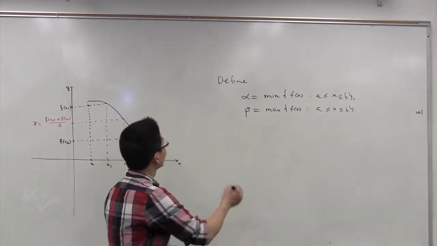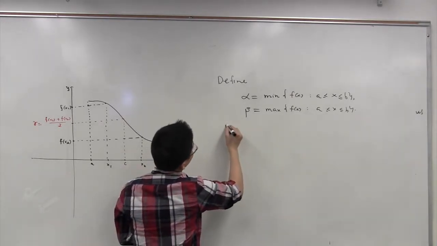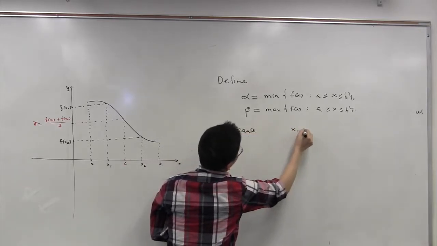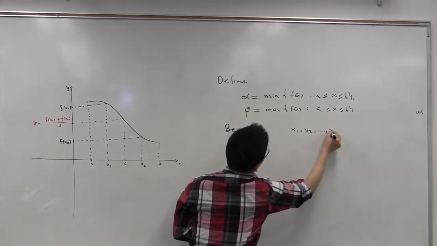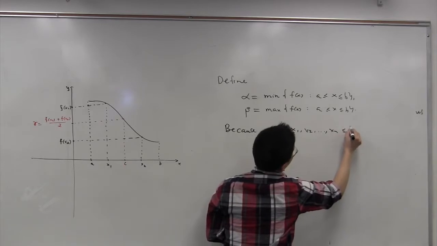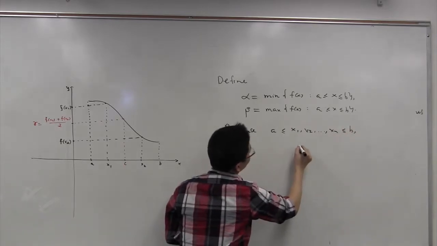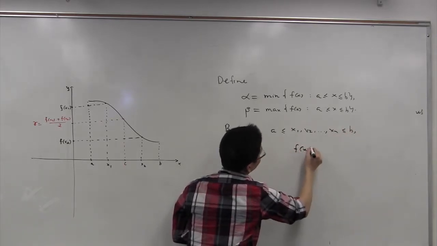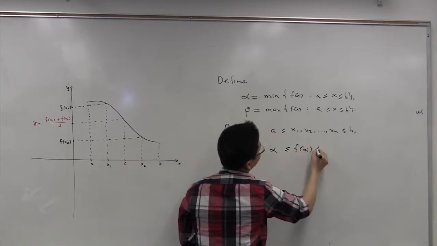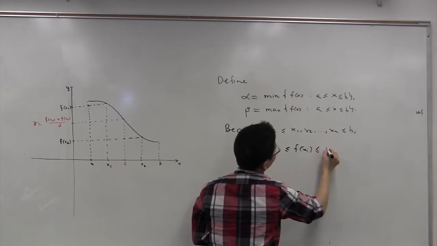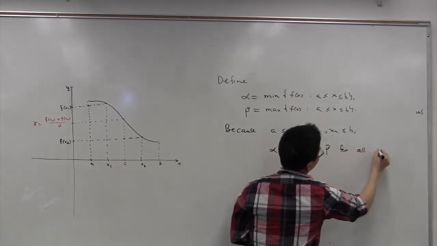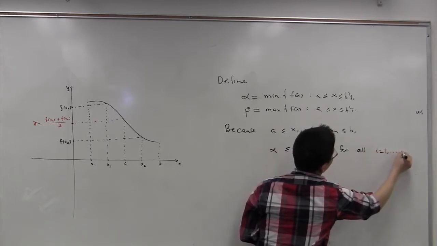Okay, because x1, x2, ..., and xn are in the interval AB, we can see that f of xi is always greater than or equal to alpha and less than or equal to beta for all i from 1 to n.